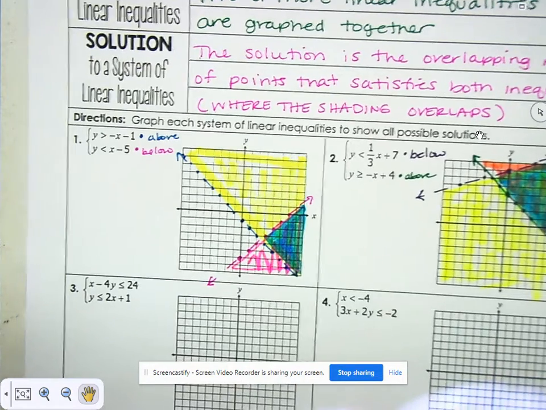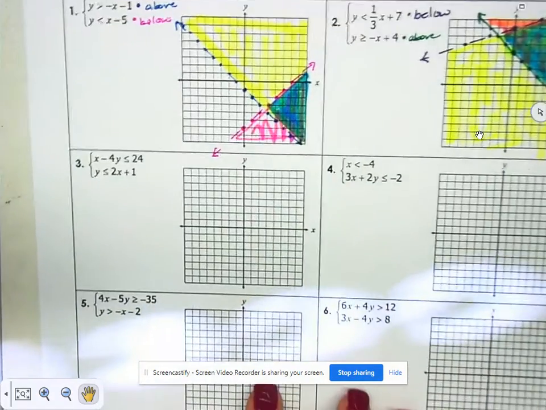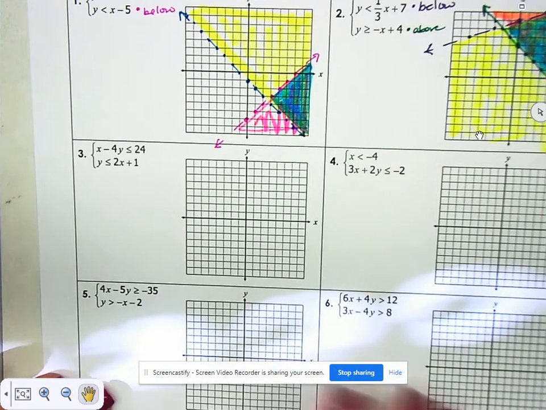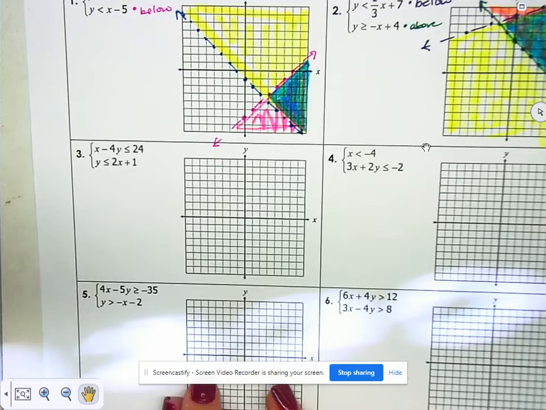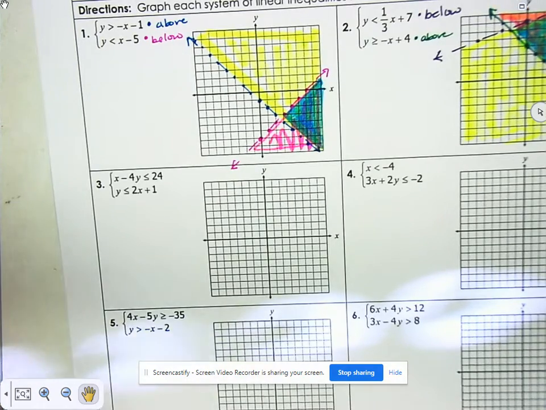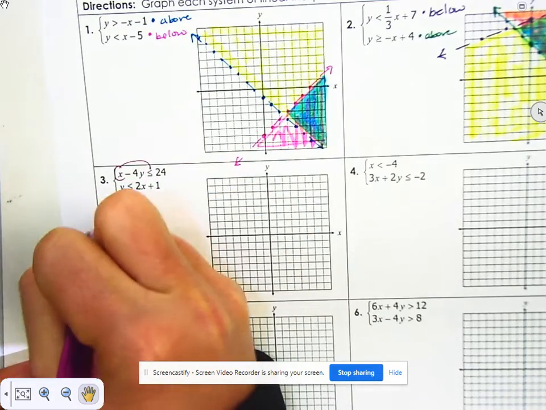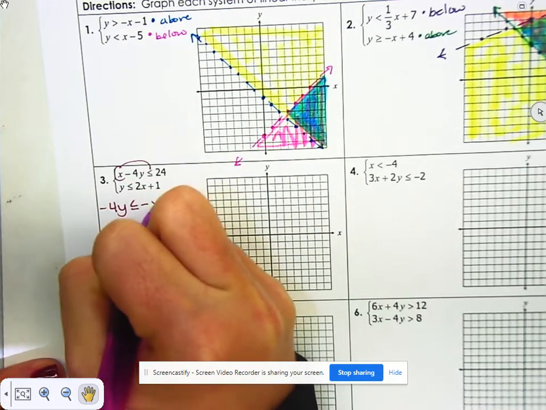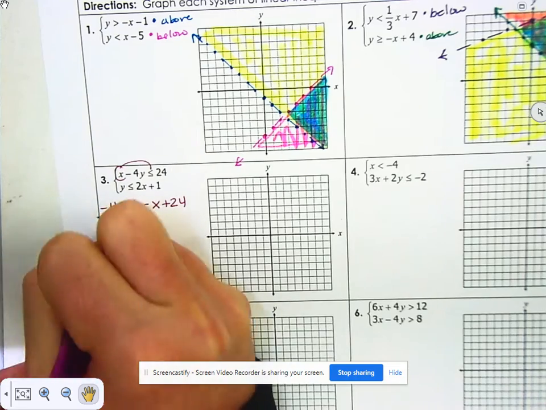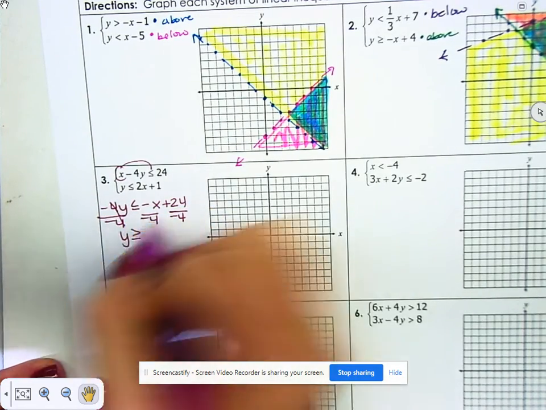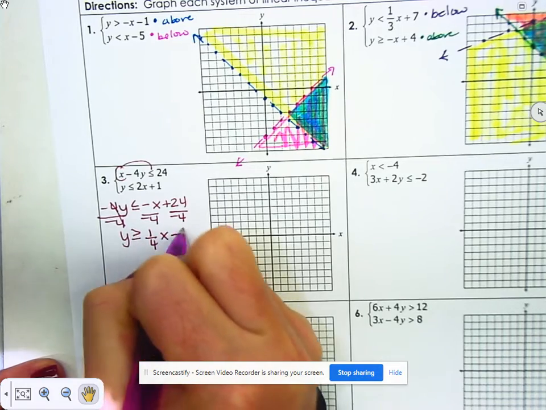All right, so again, make sure they are in slope-intercept form before you start to graph. For number 3, the top one's not. The bottom one is, so we're good to go there. But the top one is not, so we're going to start by moving our x over. So that becomes negative 4y is less than or equal to negative x plus 24. Then we're going to divide by negative 4. So remember, warning, warning, you divide by a negative, so we do have to flip our sign.